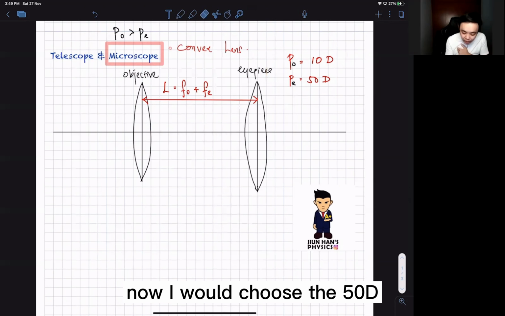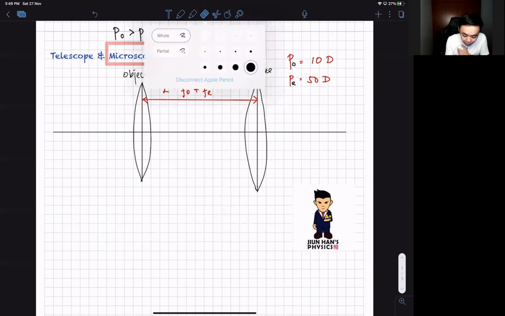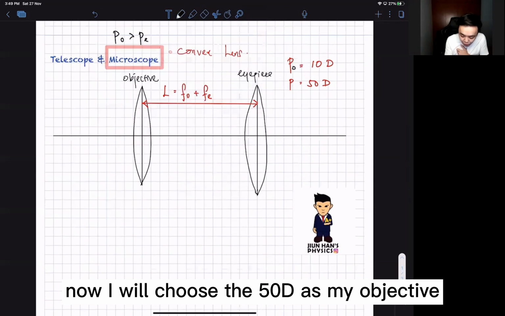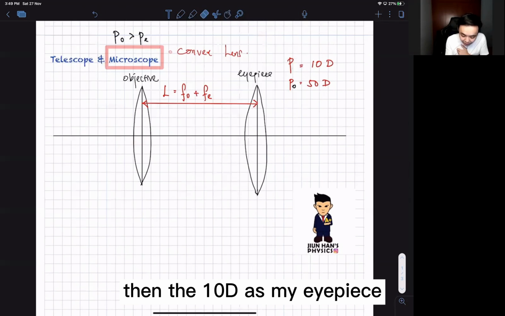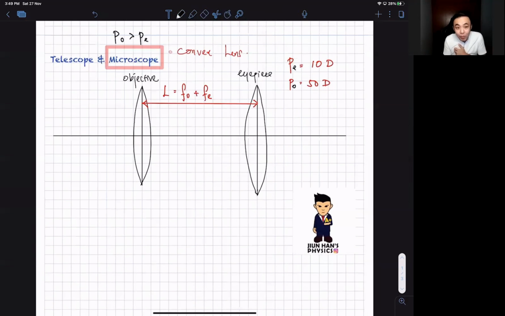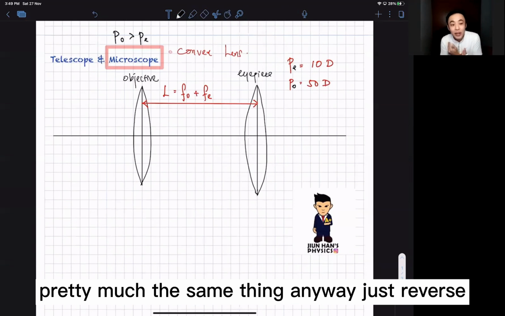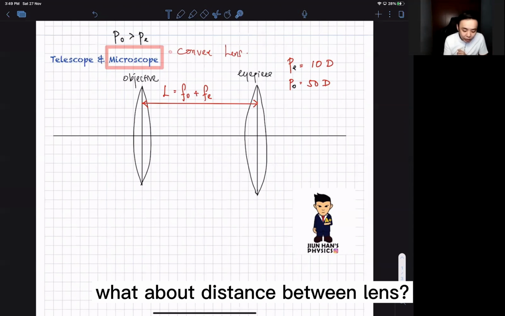Now I would choose the 50 as my objective, then the 10 as my eyepiece. Pretty much the same thing anyway, just reversed. But then one more thing. What about the distance between the lenses?